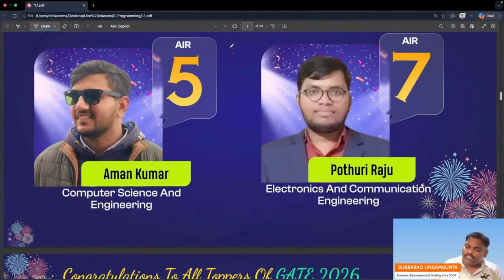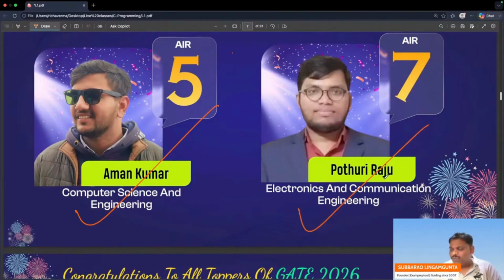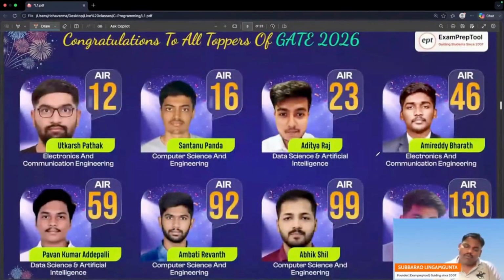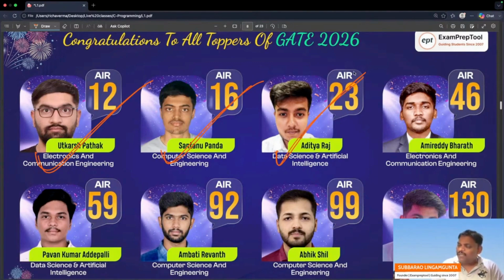Aman Kumar, CSE, got All India rank 5. Razu, ECE branch, got the 7th rank. Last year only we started ECE, but we got the 7th rank. Next one, Utkarsh, 12th rank. Santanu, 16th rank. Aditya, 23rd rank. 12th rank is electronics, 16th rank is CSE, Aditya is data science.